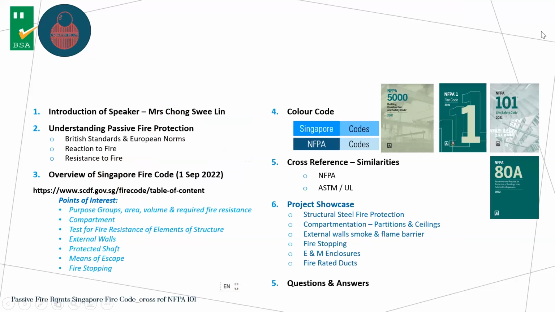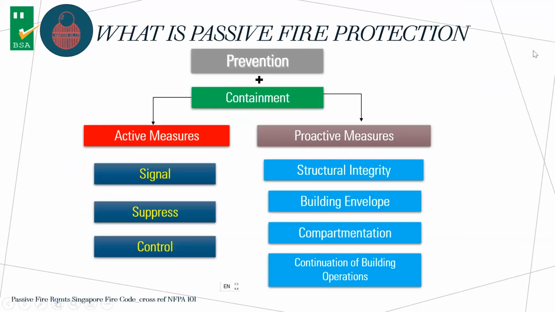So today's presentation, I will go a little bit on passive fire protection, go into the fire code. I have parts where I pick up some NFPA similarities with the Singapore fire code. And if we have time, we do some showcase. So just now I was saying that it is best to prevent the fire. But if we cannot prevent the fire, the best thing we can do next is to contain the fire. And to contain the fire, there are various ways.